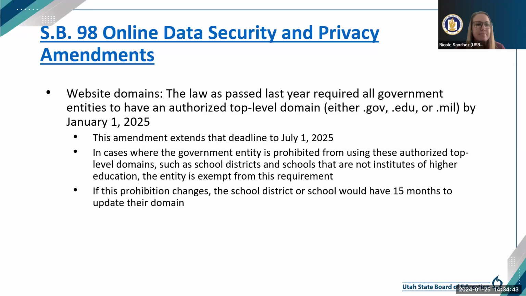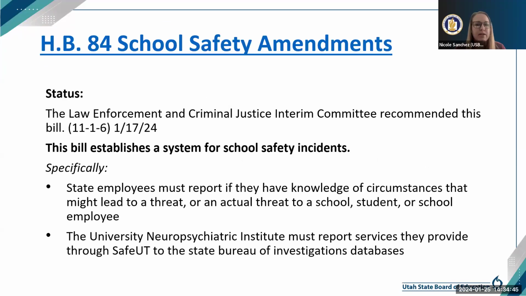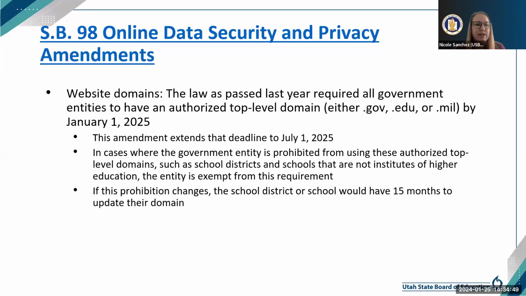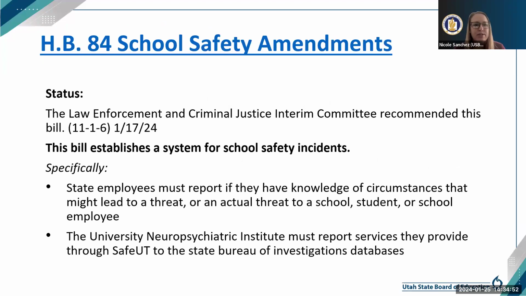And then the next one. This is HB 84 school safety amendments. This is a pretty big bill, so I'm just going to focus on the stuff that's specific to data. Firstly, state employees must report if they have any knowledge of circumstances that might lead to a threat or if they know of an actual threat. And the University Neuropsychiatric Institute has to report services they provide through SafeUT to the State Bureau of Investigations databases. Next.